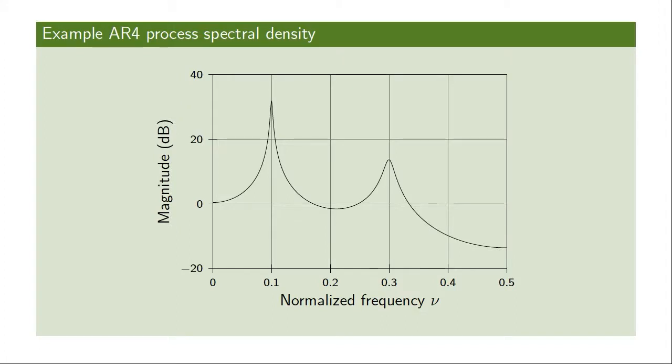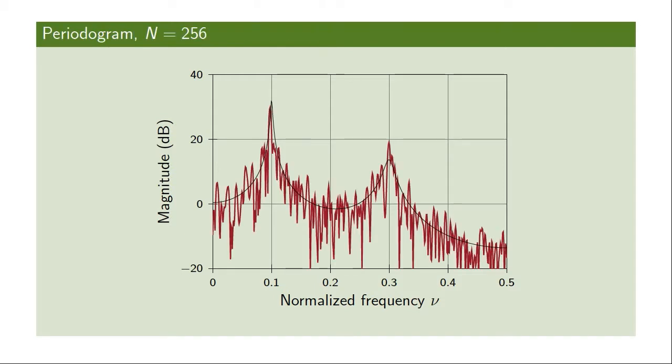So we can exemplify this using the AR4 process that we used before in order to exemplify spectral estimators. This process has a power spectral density given by the black curve. And if we do a periodogram estimate based on 256 samples for this process, it could look something like this.